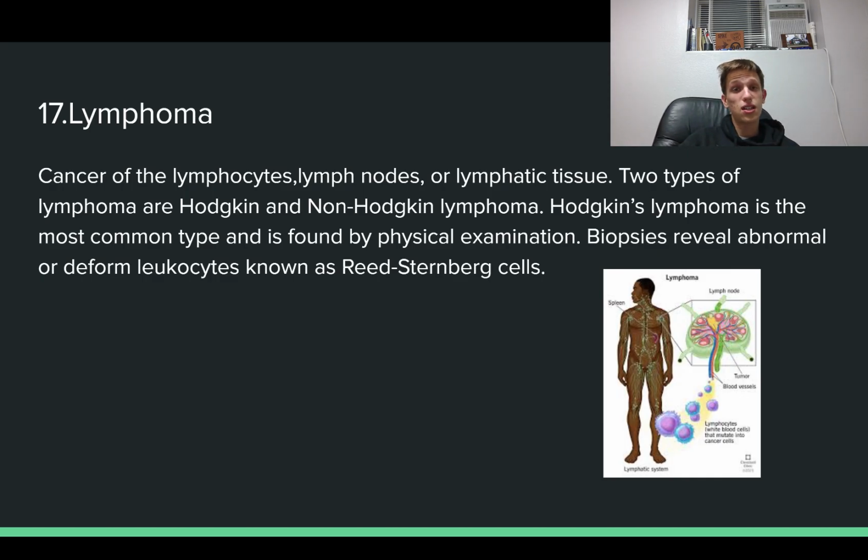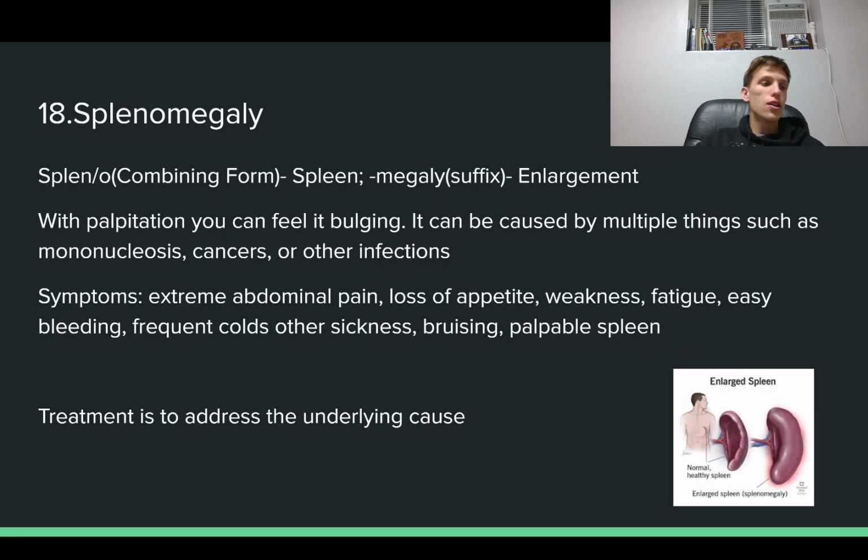So lymphoma is cancer of the lymphatic system. This can be on lymphocytes, lymph nodes, or lymphatic tissue. So basically all organs. There are two main types of lymphoma, and that's Hodgkin and non-Hodgkin lymphoma. Hodgkin's is the most common. It's found during a physical examination as there's a palpable tumor. And a biopsy will reveal deformed leukocytes.